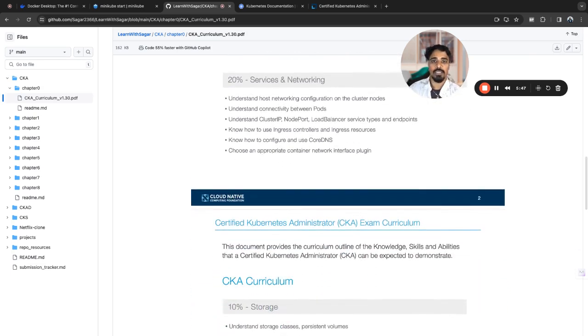The next domain is services and networking, which has 20% of weightage. Here we will discuss different types of Kubernetes services: ClusterIP, NodePort, LoadBalancer type services, then how to configure and use CoreDNS, how to use ingress controllers and ingress resources, how communication happens between your pods running on the same host or different hosts, how to use the different CNI plugins and how to configure them.